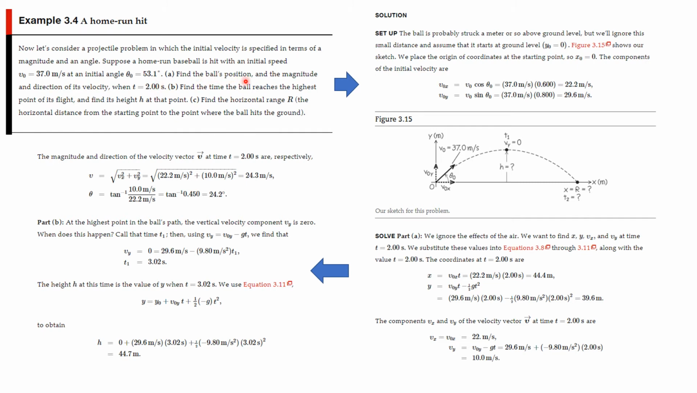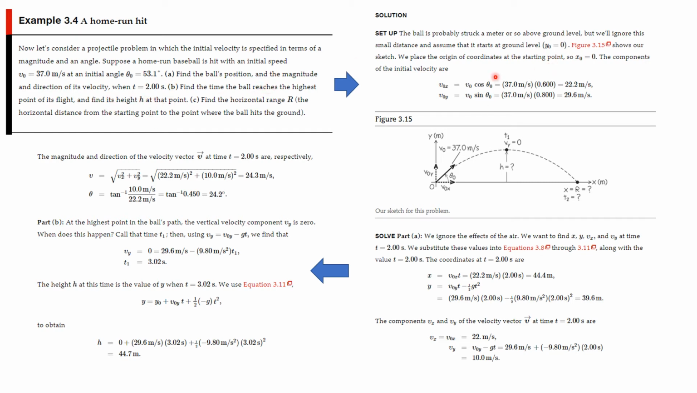So you want to find the ball's position and the magnitude and direction of the velocity at time t equals 2. Find the time at which the ball reaches its highest point in flight, and find the height at that highest point, and find the horizontal range, the horizontal distance from the starting point to where the ball hits the ground.